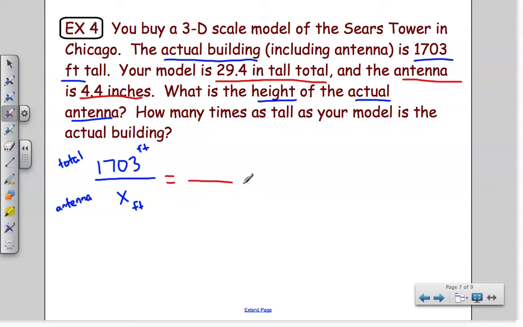Now with this side of the fraction, I'm doing everything with the model. My model was 29.4 inches tall total. This is the total height here, so I'm putting it on top. 29.4. This is in inches, and that should be okay as long as this whole fraction is in inches. This whole fraction will be in feet.